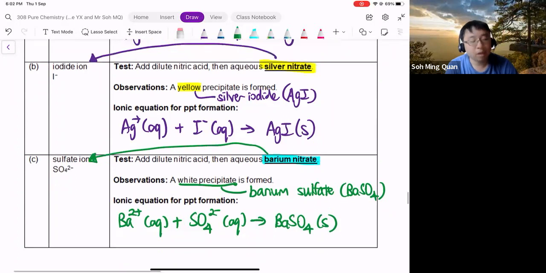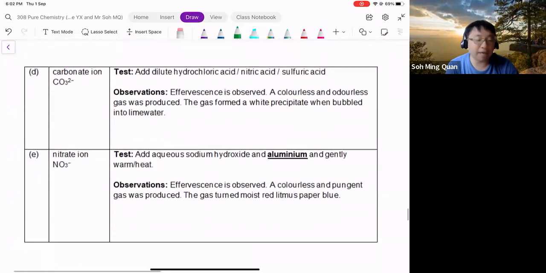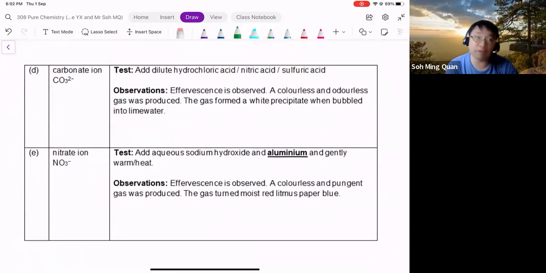Okay. Now moving on, carbonate ion, nitrate ion, shouldn't be too difficult. Carbonate ion is easy because it's just adding any acid. Add acid and you form CO2 gas, that means it's a carbonate, because CO2 gas must come from a carbonate. That's the only way to produce CO2 in the lab, a typical experiment involving a carbonate. Nitrate is a new test, so I advise you to learn it. You've got to learn it now.